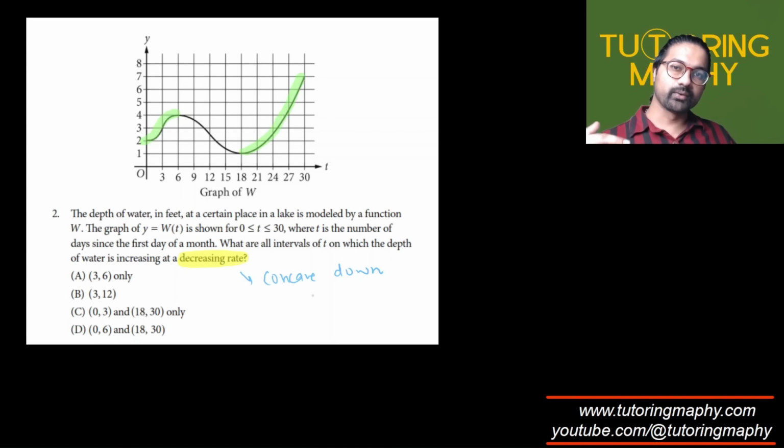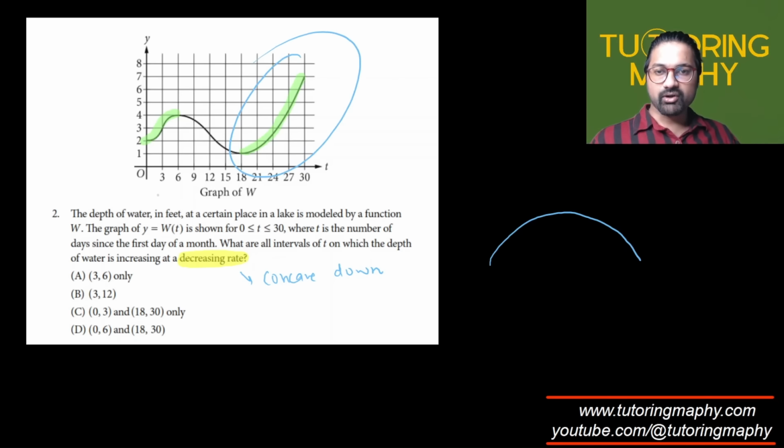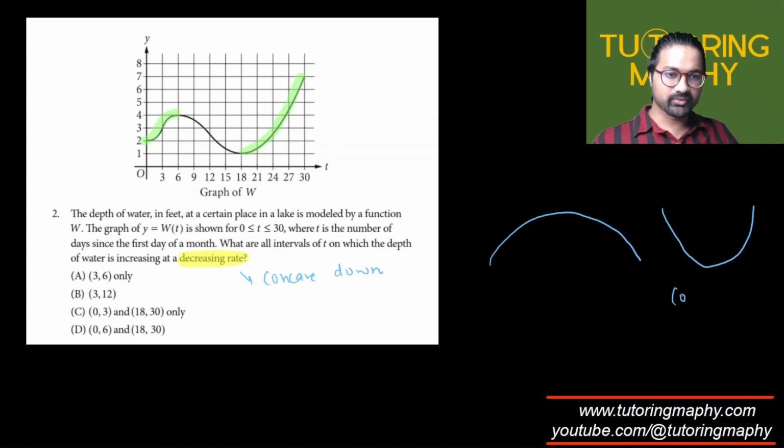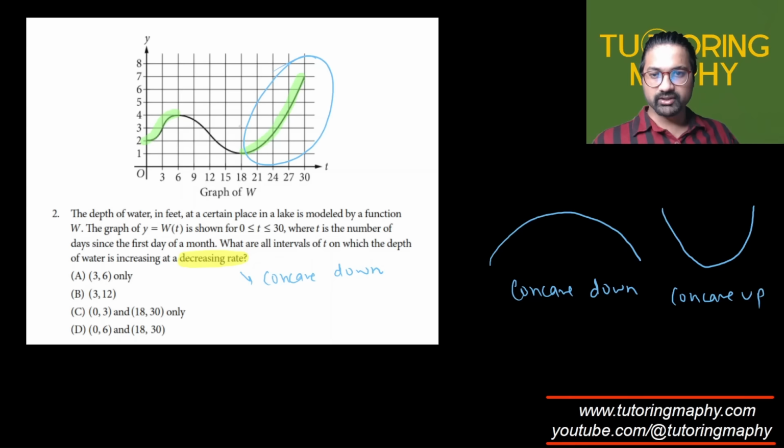So if the rate is decreasing, it is concave down, and if the rate is increasing, it is concave up. And what is concave down? It's basically a frowning face. Even a part of it is concave down. Clearly, it is not this one, because this is a smiling face, right? A smiling face is concave up, and a frowning face is concave down. So obviously, it is not this portion because that is concave up.